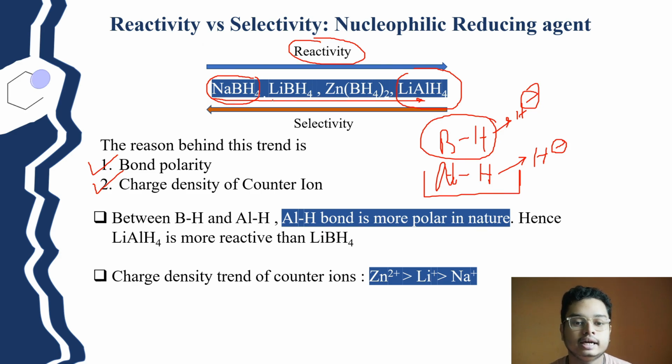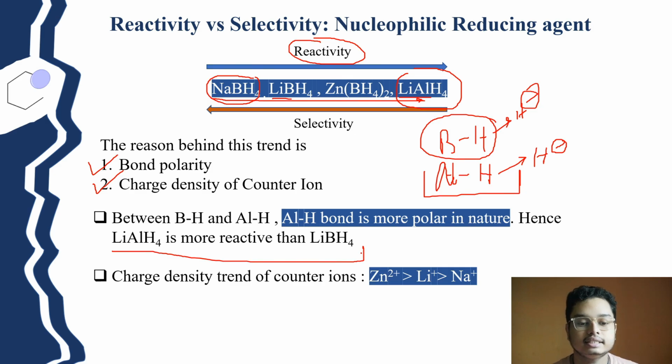Take lithium borohydride and lithium aluminum hydride. Both have the same counter ion, lithium. But since one has the BH bond and the other has the AlH bond, lithium aluminum hydride is more reactive than lithium borohydride.